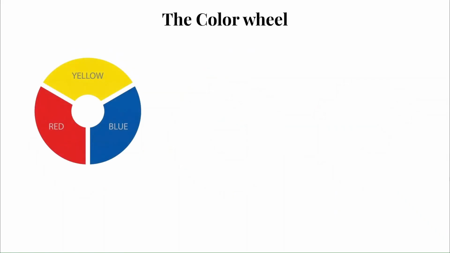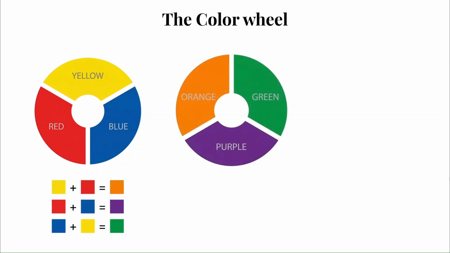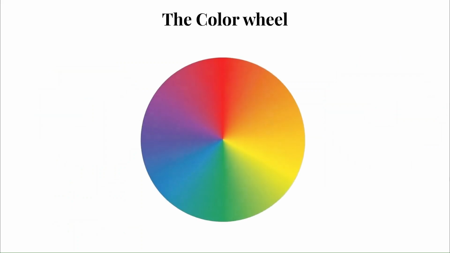Everything starts with three primary colors: red, yellow and blue. They are primary because you cannot make them by mixing other colors, but when you mix them, you get secondary colors: orange, green and purple. If you mix primary and secondary colors, you get tertiary colors. Now you have a full wheel of options to choose from.